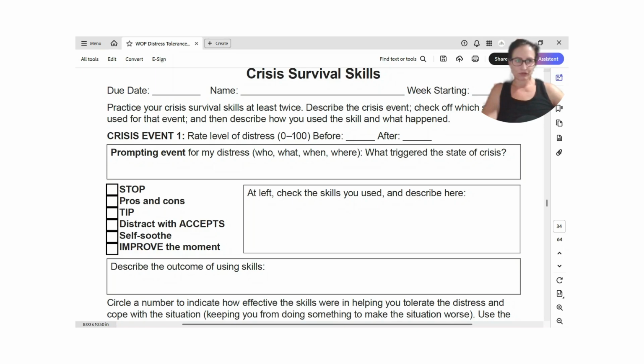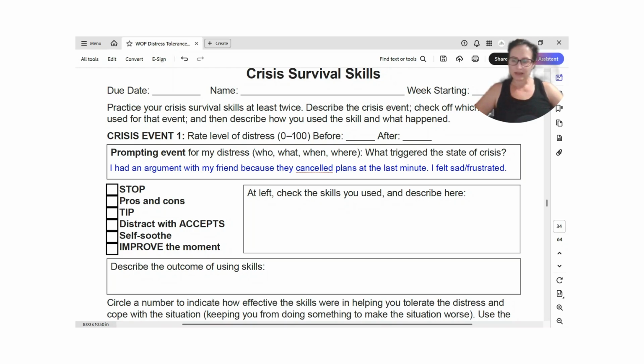So let's walk through how to complete the worksheet. We start by describing a recent distressing situation. Remember, you'll need to identify 2 different crisis events for this worksheet. For each crisis event, write down what happened, who was involved, where and when it occurred. So let's imagine that you had a disagreement with a close friend, which led to feelings of frustration and sadness.